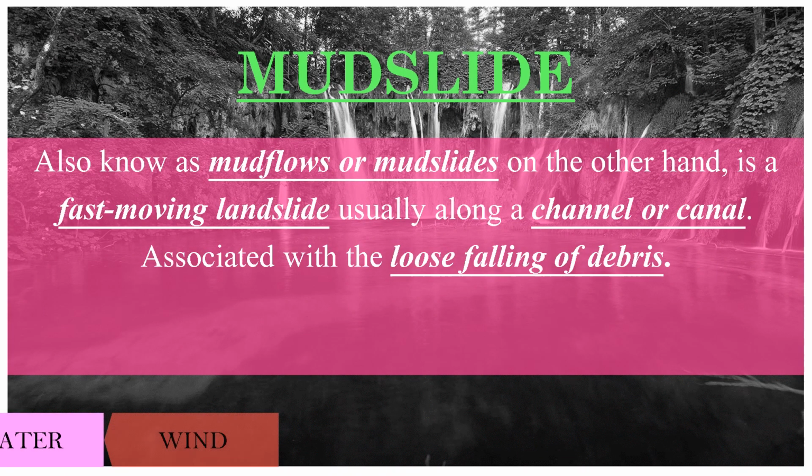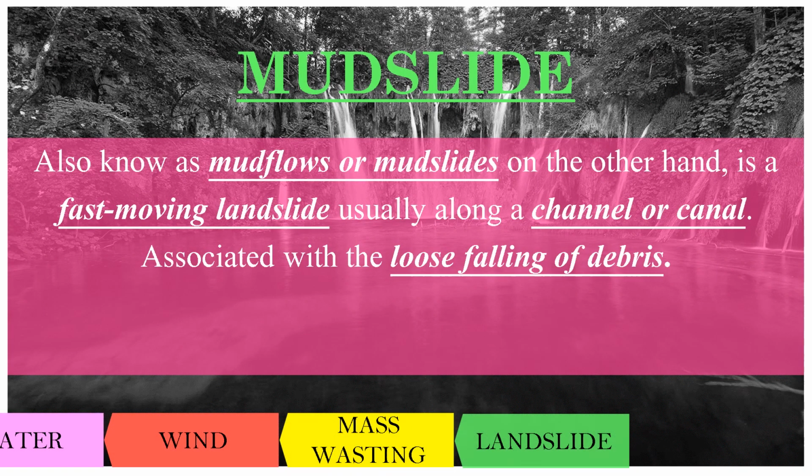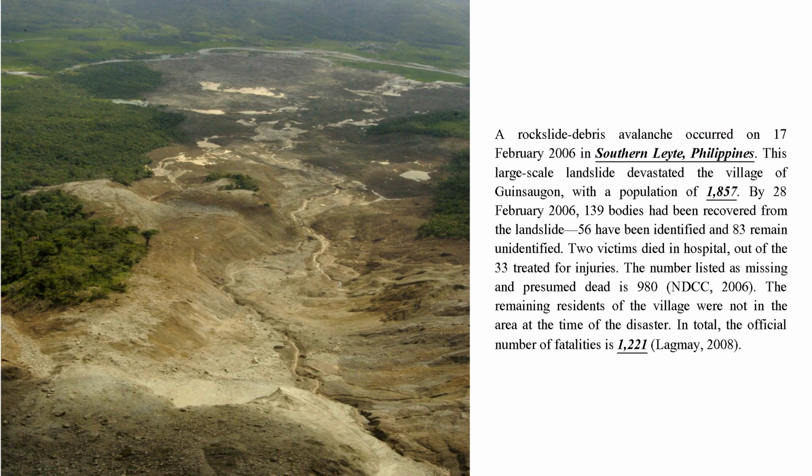Another example of mass movement is called mudslide. It is a fast-moving landslide, usually along a channel or canal, associated with the loose falling of debris. This is an example of a mudslide that happened in February 2006 in southern Leyte, Philippines. There were around 1,229 fatalities.